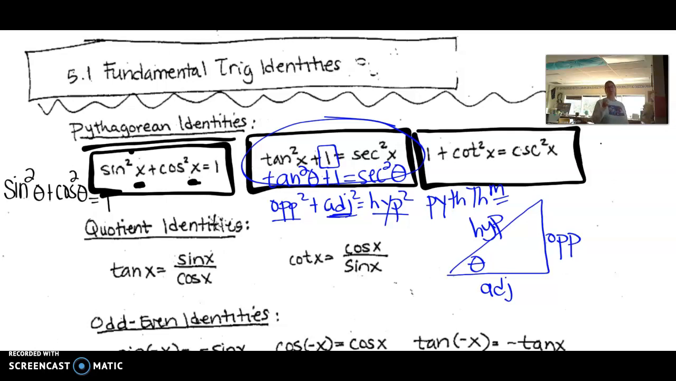Hello, this is part 2 of the 5.1 Fundamental Trig Identities. In this video, I want to go over some of these identities with you.